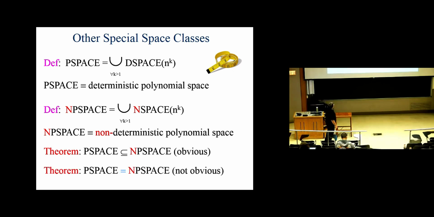But we can do better than that. It turns out that we can prove that deterministic polynomial space is equal to non-deterministic polynomial space. In other words, having non-determinism doesn't buy you any superpower with respect to space. With respect to time, we don't know. That's the P is equal to NP question.